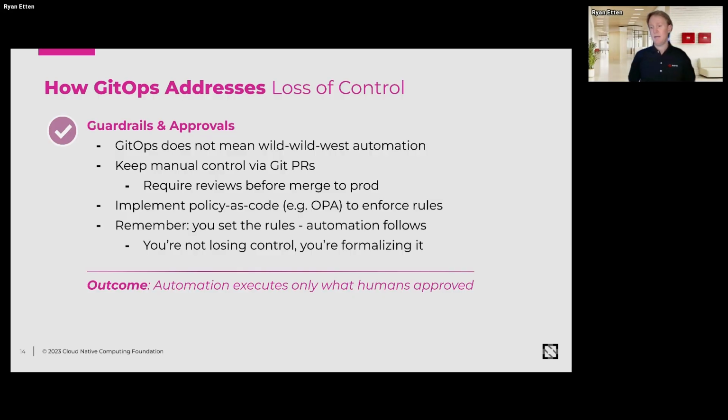You can pause that GitOps sync if needed, or you can even make an emergency manual change and then backport that to Git, though we want to minimize doing that. So the bottom line, you set the rules and the automation follows them. You're not losing control, you're just formalizing it.